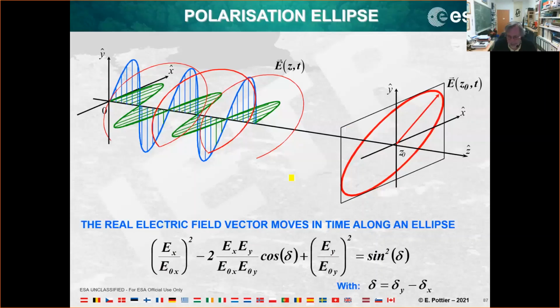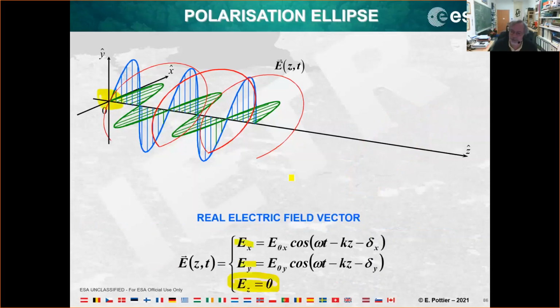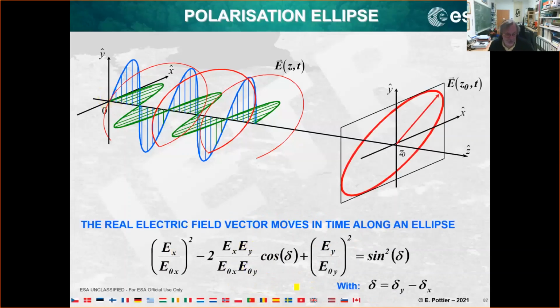Okay, and here you have the definition of the equation of this ellipse. In fact, it's very easy. You come back from the definition of the vector. You have just to substitute the phasor between these two components. Okay, and you get the equation of this ellipse.